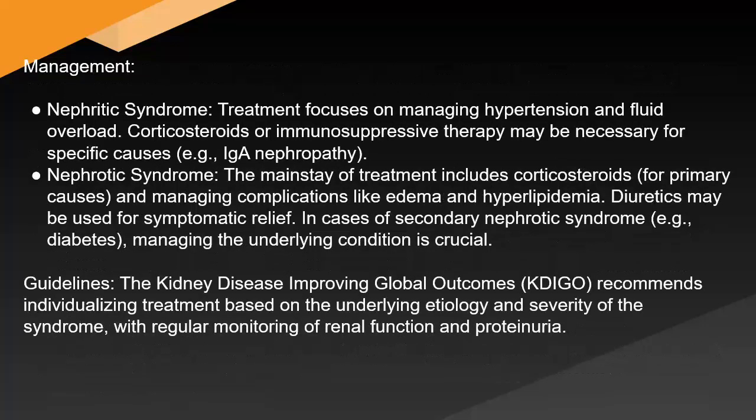Management: nephritic syndrome. Treatment focuses on managing hypertension and fluid overload. Corticosteroids or immunosuppressive therapy may be necessary for specific causes, e.g., IgA nephropathy. For nephrotic syndrome, the mainstay of treatment includes corticosteroids for primary causes and managing complications like edema and hyperlipidemia. Diuretics may be used for symptomatic relief. In cases of secondary nephrotic syndrome, e.g., diabetes, managing the underlying condition is crucial.